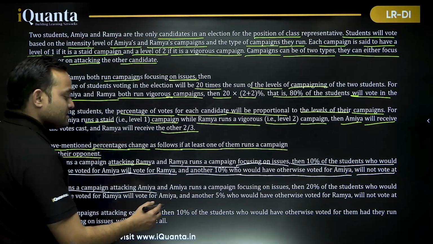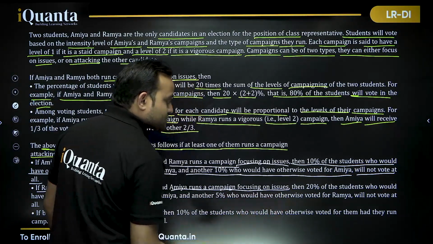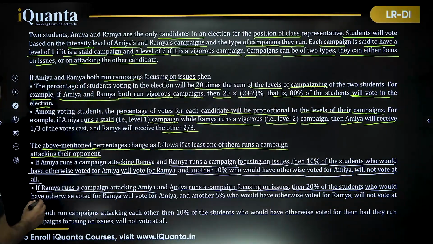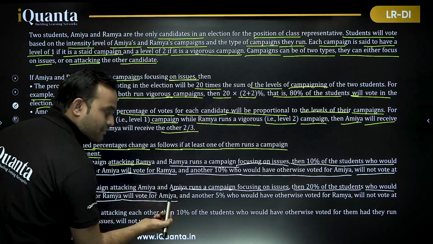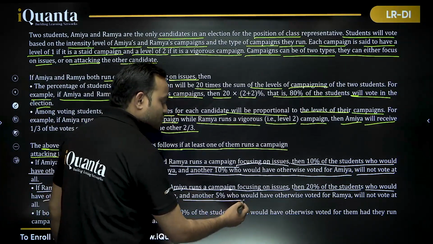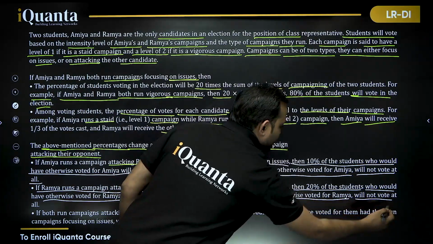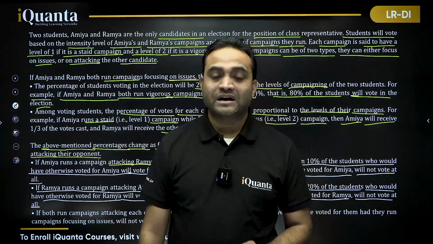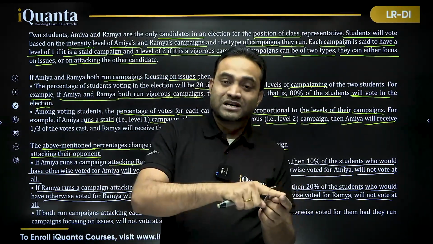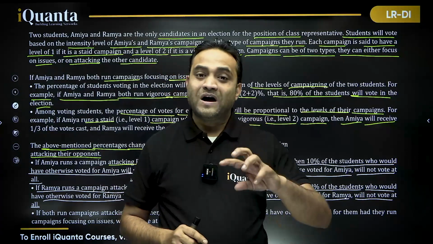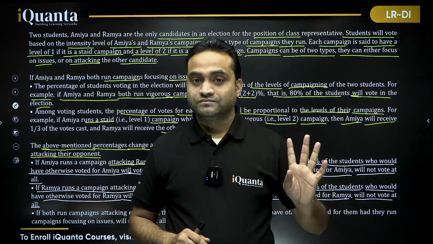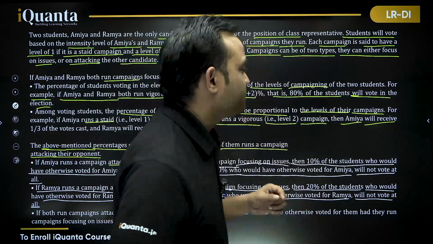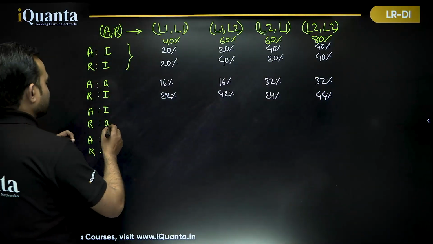The third one, and Amia runs a campaign focusing on issues, then 20% of the students who would have otherwise voted for Ramya will vote for Amia, and another 5% who would have otherwise voted for Ramya will not vote at all. That means if Ramya is running a campaign attacking Amia, then 20% of the students will shift to Amia and 5% will not vote at all. Okay, so there is a 25% deduction in the total votes of Ramya. So let's reduce 25% in each case.